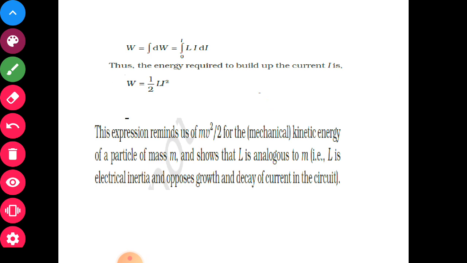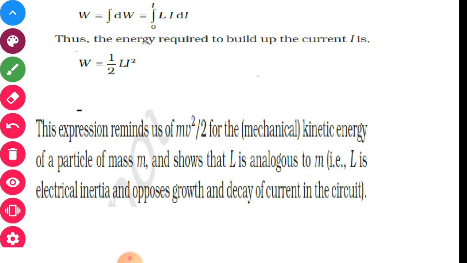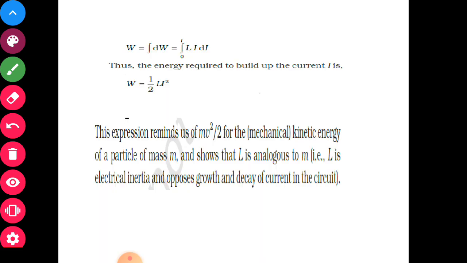This expression reminds us of the equation 1/2 m v square for the mechanical kinetic energy of a particle of mass m, and shows that L is analogous to m. That is, L is electrical inertia and opposes the growth or decay, the increase or decrease, of the current in the circuit. This part is very easy to understand, and questions are asked on the basis of self-inductance and this magnetic potential energy. So learn them and write them 2-3 times in your notebook. Thank you very much.